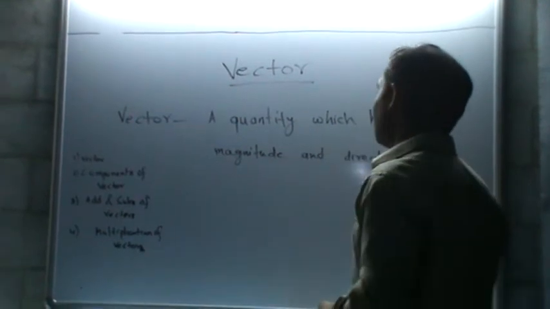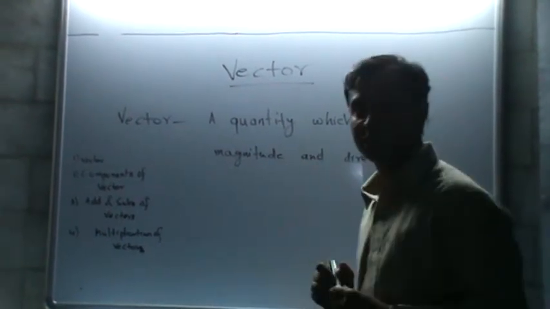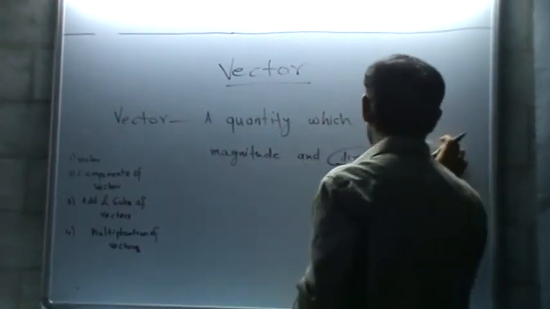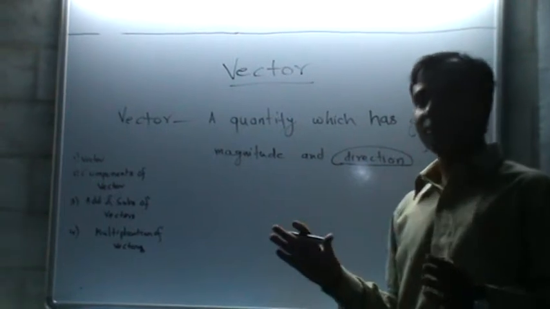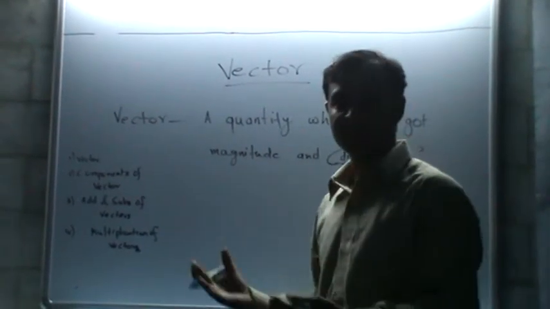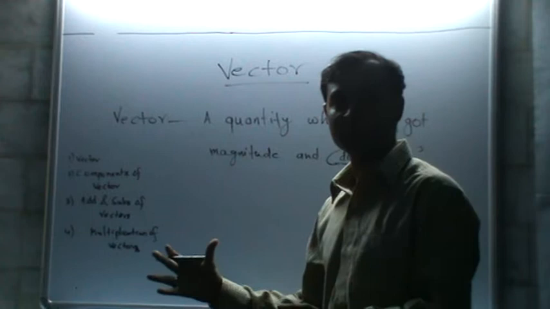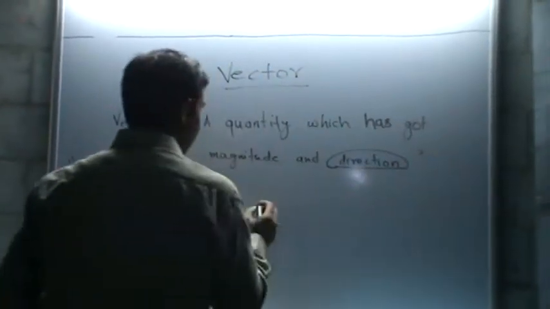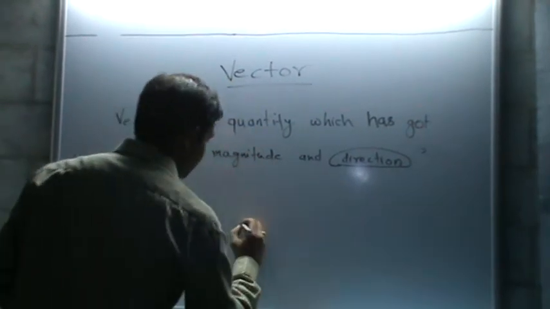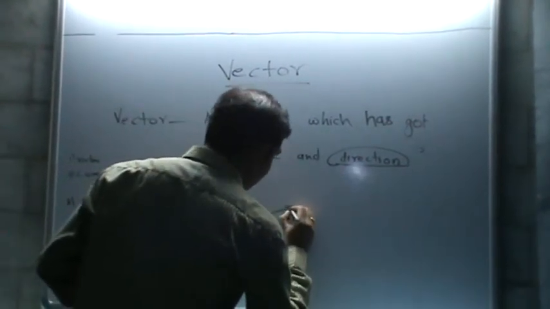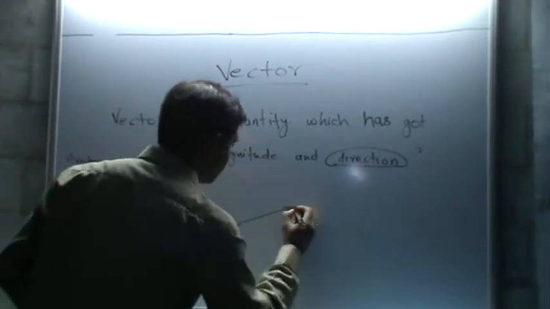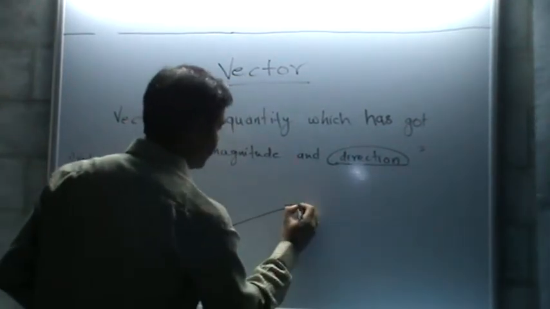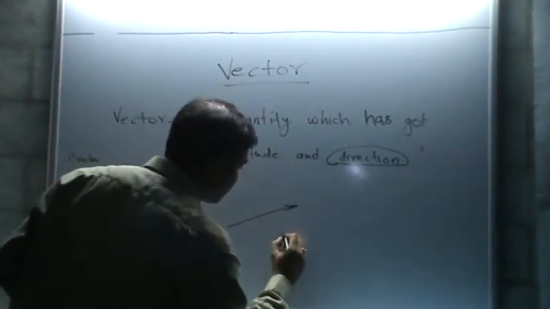A vector is a quantity which has got magnitude and direction. Direction is very important. Plenty of things have magnitude, like weight, 5 kg. It has got magnitude, but it doesn't have any direction. Now velocity. Suppose this is the initial point and this is the final point of a vector.